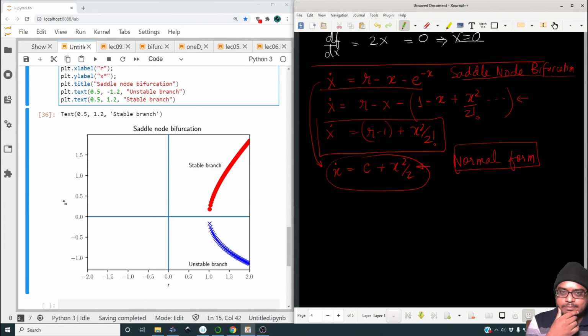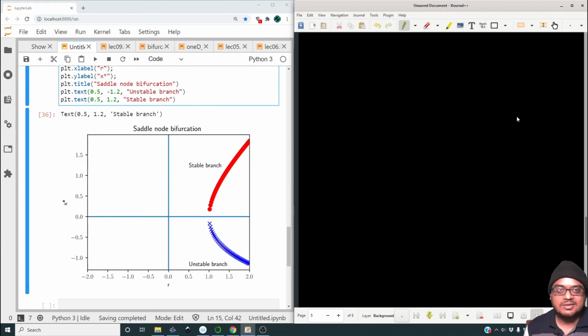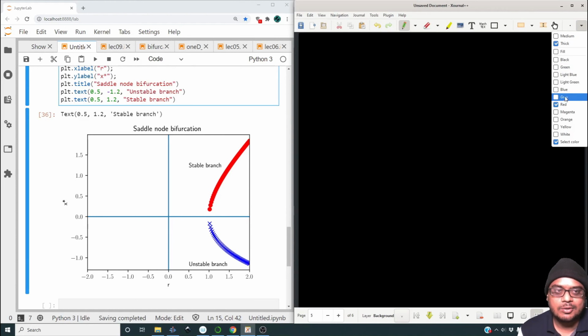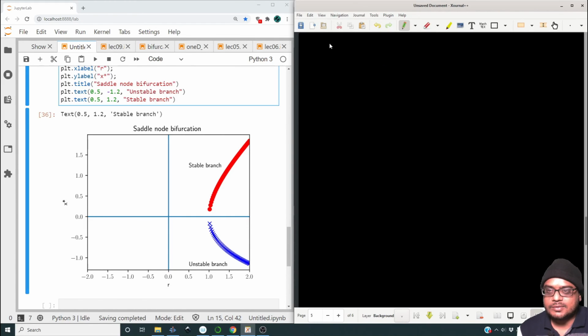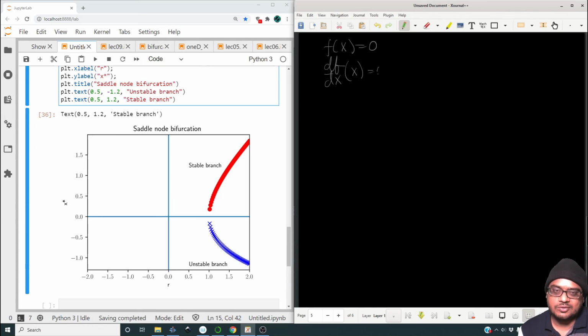Can we prove that near the bifurcation point it will always reduce to a normal form? And the answer is yes. Let us take a quick look into that. So what are the conditions when the bifurcation occurs? The conditions are that f of x has to be equal to 0, and df dx at x also has to be 0. Okay, so let us write down x dot is equal to f of x, and it is a parameter of r as well. So it is a function of x and r.